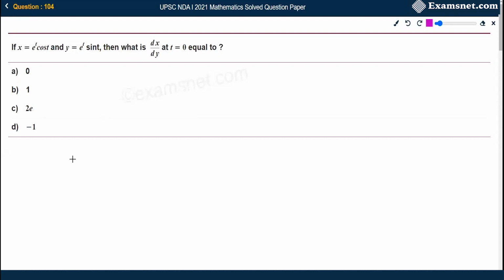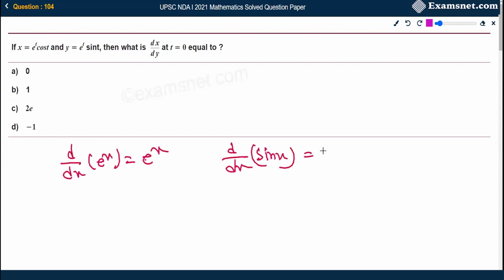In question number 104, it is given if x equals e to the power t cos t and y equals e to the power t sin t, then what is the value of dy by dx at t equals 0? There are 4 options given. First of all, let me discuss a few formulas of differentiation. d/dx of e to the power x, we will get e to the power x. d/dx of sin x, we will get cos x. Next, d/dx of cos x, we will get minus sin x.